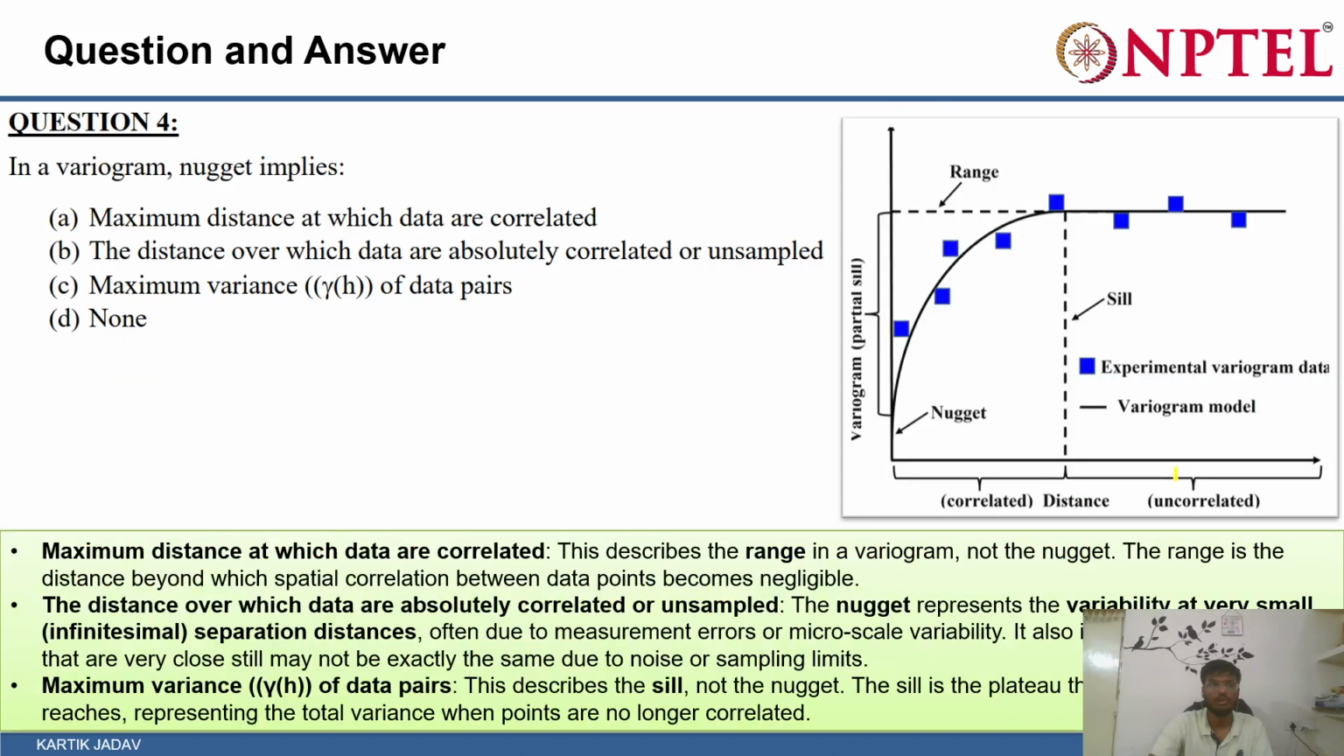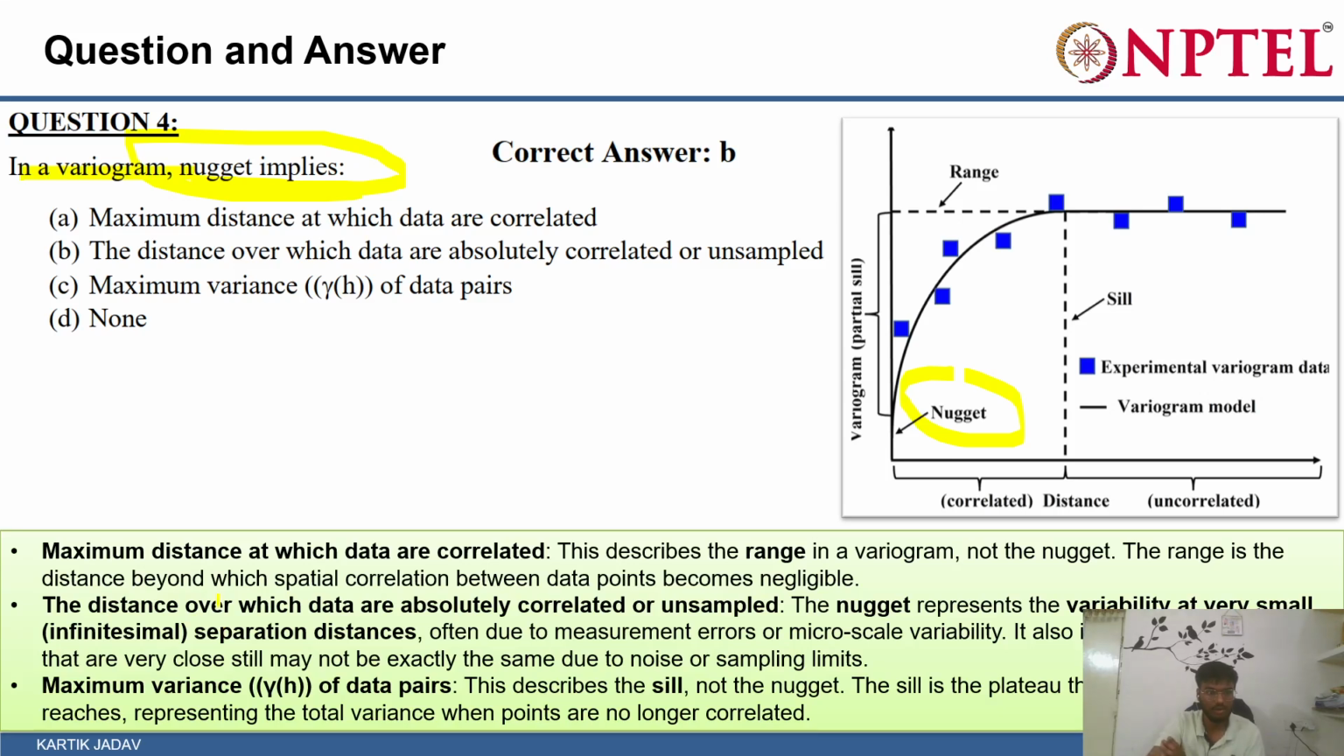Question number 4. In a variogram, nugget implies, so you can say nugget. Option A, maximum distance at which data are correlated. No, that is not correct. Option B, the distance over which data are absolutely correlated or unsampled. So it seems to be the right option. Maximum variance of data, that's also not it. So the correct answer is option B.